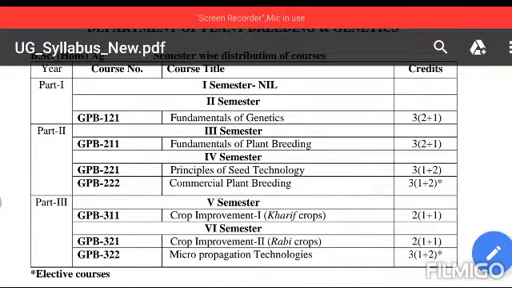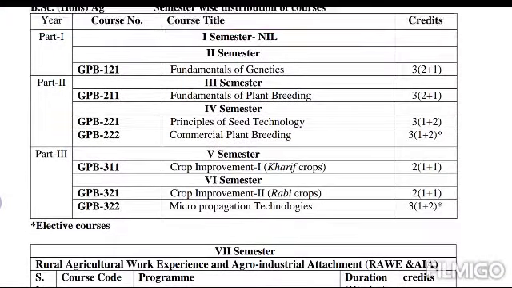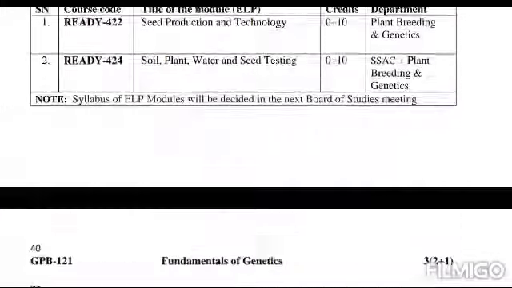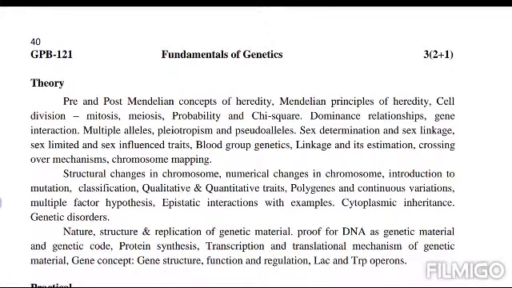In 6th semester, GPB 321, that is crop improvement part 2, that is crop improvement for rabi crops, again 1 plus 1 course. GPB 322 is micropropagation technologies, which is a 1 plus 2 course, that is total 3 courses are allotted for this particular course. So let us see the detailed syllabus for individual course.